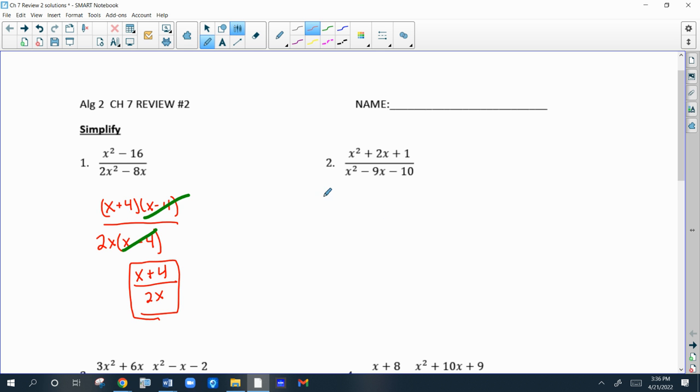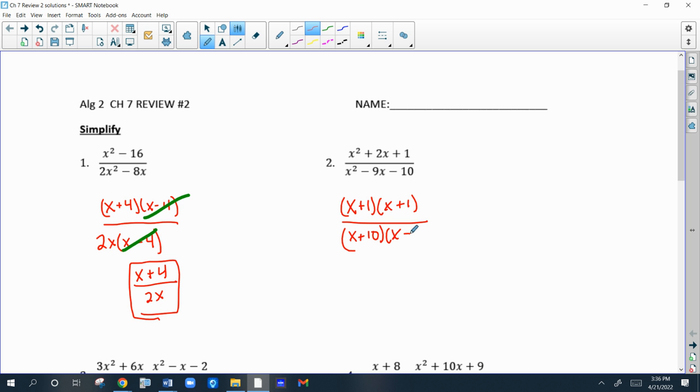Next one is the same type of question. You just factor and cancel. So these are both quadratics. There's no common factor. You just find factors of 1 that add up to 2, and negative 10 that add up to 9. So that's pretty simple. Top would be x plus 1 times x plus 1. The bottom is x plus 10, x minus 1.